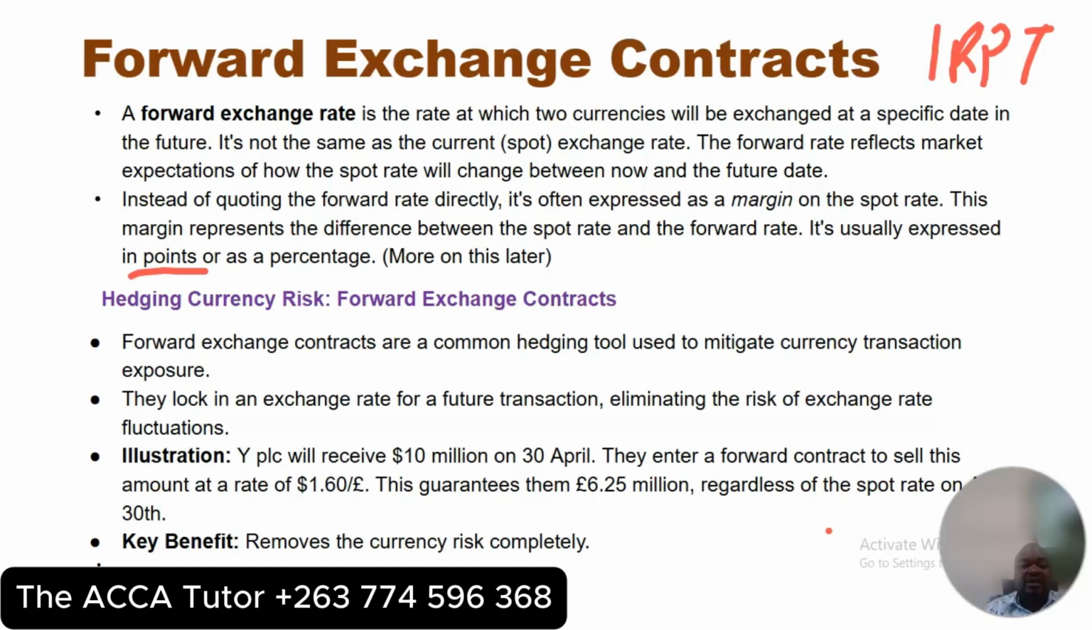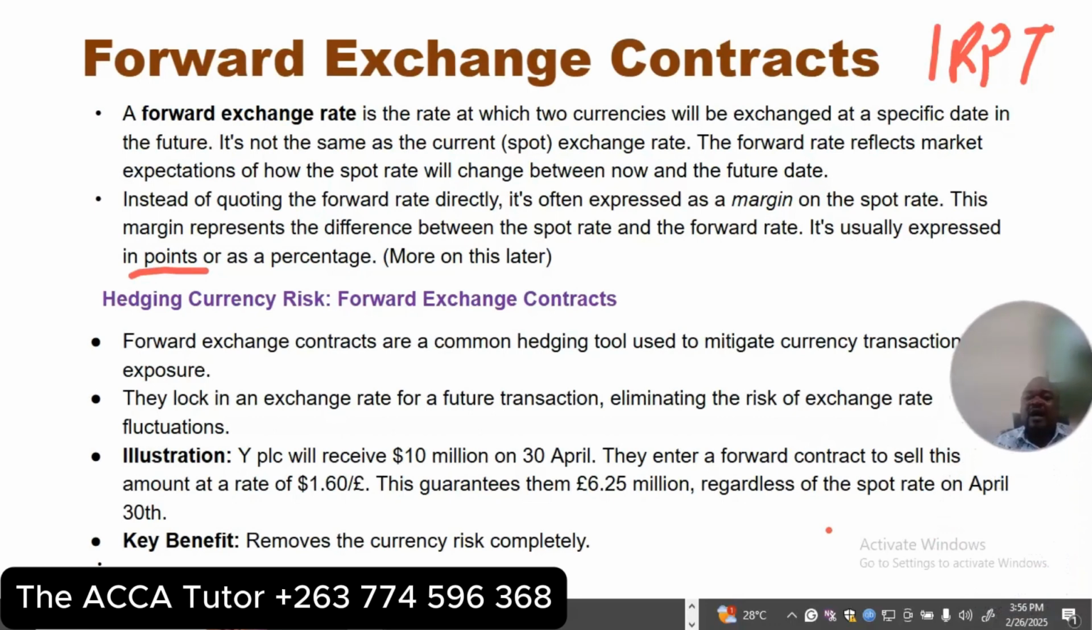What they do is they lock in an exchange rate for a future transaction, eliminating the risk of exchange rate fluctuations. Because remember, we have already highlighted that the problem with Forex is that the exchange rates always fluctuate. Sometimes the fluctuation could be favorable, sometimes it could be adverse. So if you enter into a forward contract, you are trying to mitigate the adverse movement of the exchange rate.